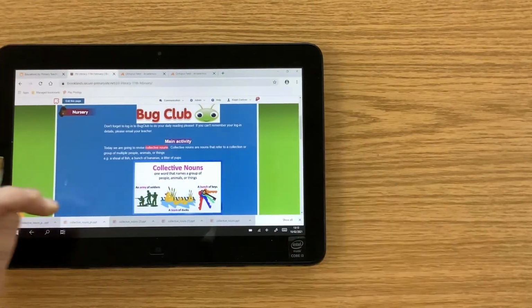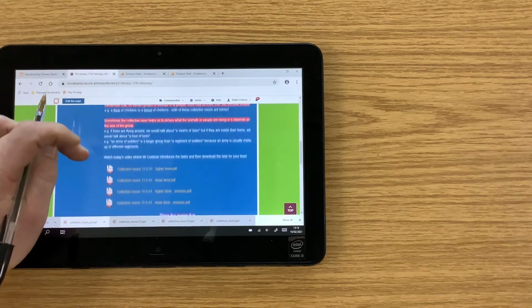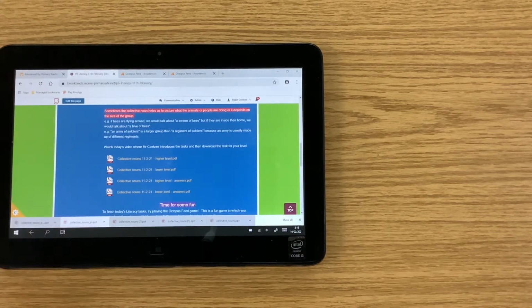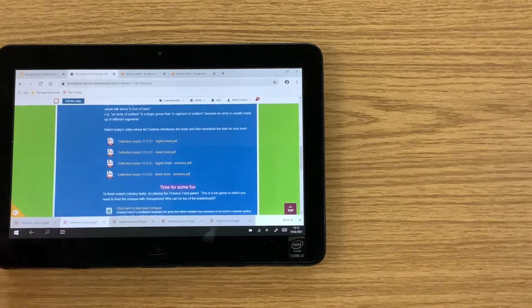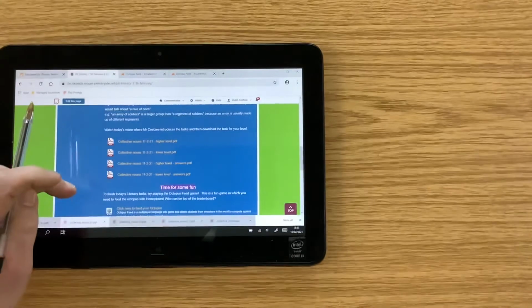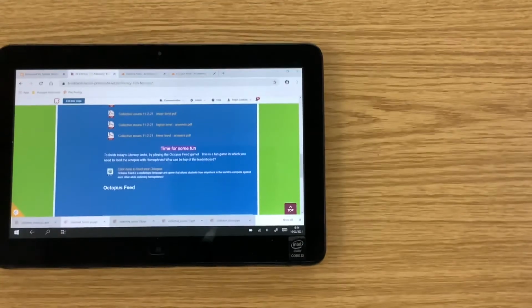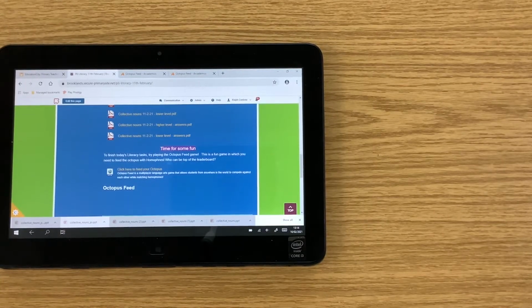Then what is our fun activity to finish? So we've done our collective nouns. There's a bit of information which I have gone through, but read through that. There are the sheets you download, the high level, low level, and the answers are there as well. And then time for some fun. And the fun activity, if you click here, is called Octopus Feed. It's a fun game in which you've got to feed the octopus with homophones. And you will be playing maybe against other people or against the computer.